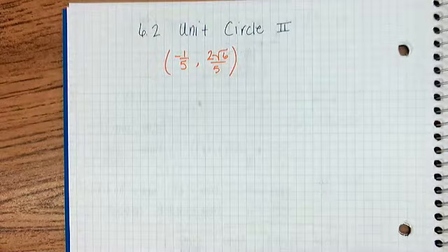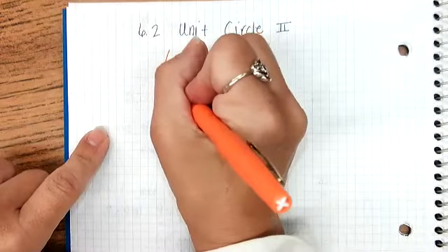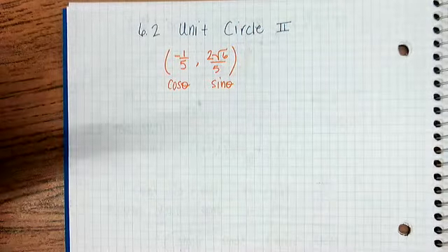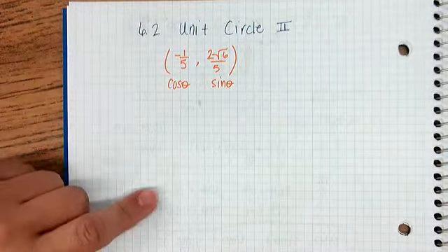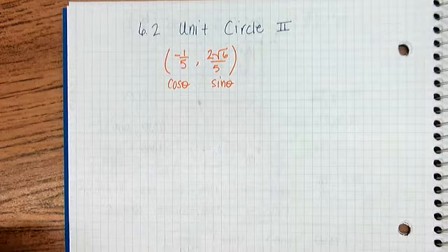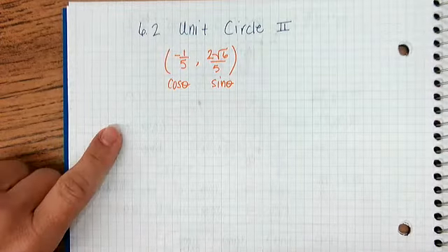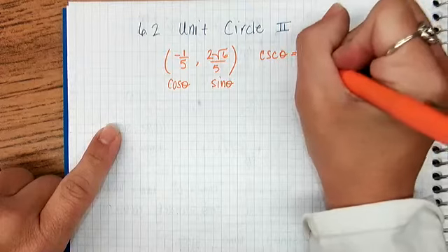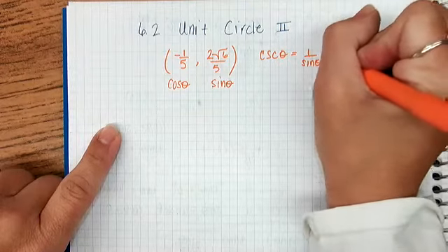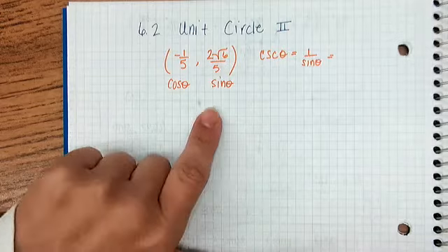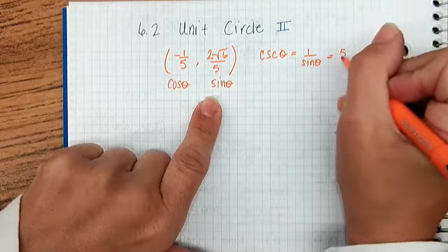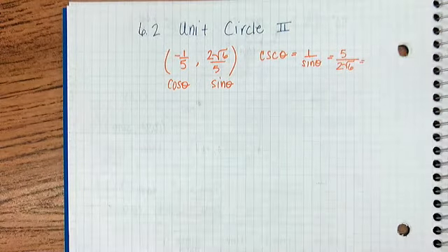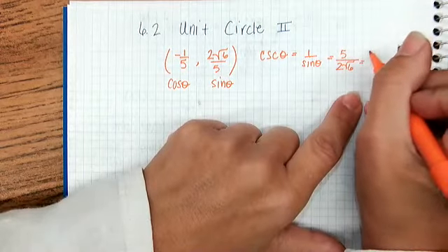So in the unit circle, we know that cosine is the x-coordinate and sine is the y-coordinate. And I'll ask you to find the value of the 6 functions. Well, you have 2 of them taken care of, but if you remember your relationships, cosecant is the reciprocal of the sine. So the reciprocal of the given sine is 5/2√6.